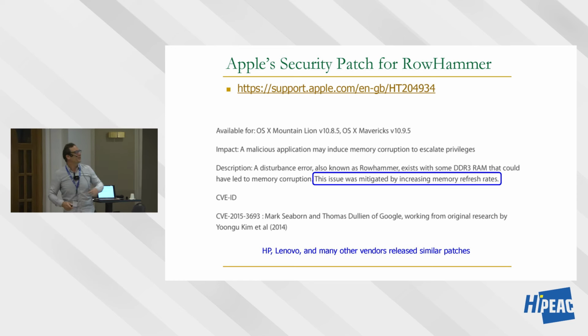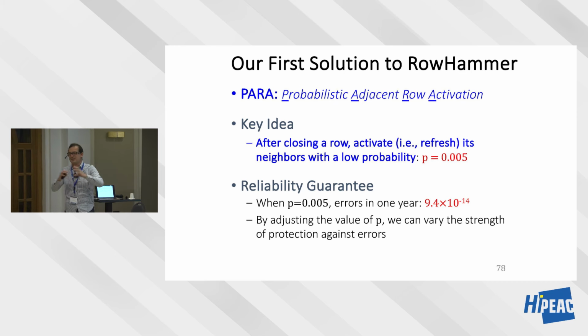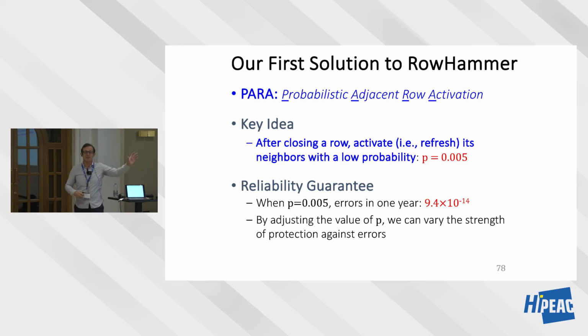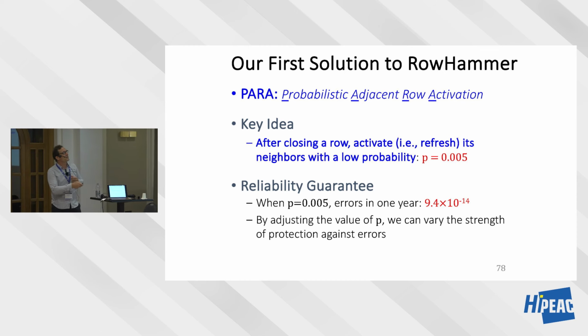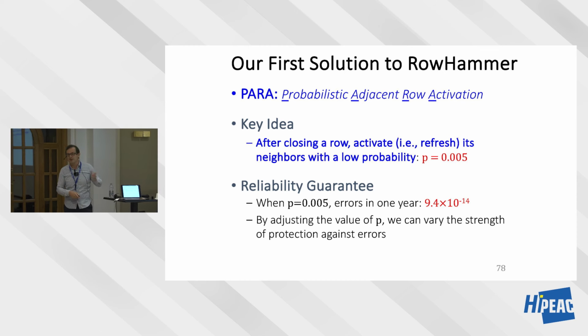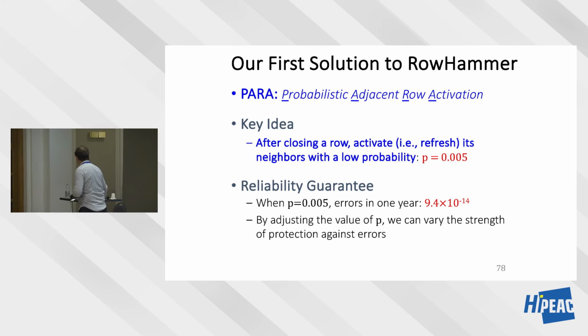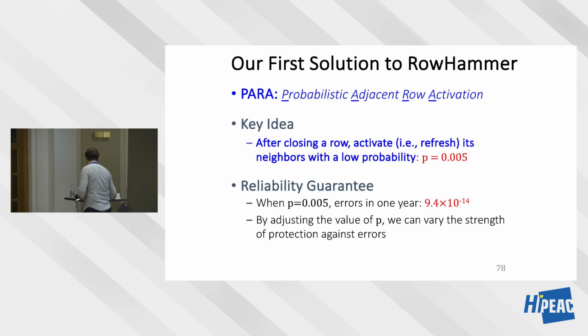Okay, so the solution that we advocated in the paper as the best in our opinion is probabilistic. I think it still has very good characteristics, but it doesn't scale to the technology scaling effects that Rowhammer is having right now, and we'll see that. Basically, the idea is very simple. After the memory controller closes a row, it activates or refreshes its neighbors with a low probability. This sounds nice. You need to know the neighbors, of course, and we get a good probabilistic reliability guarantee. And if you're paranoid, you can adjust the value of P, and you can get higher overheads, but better reliability guarantees.